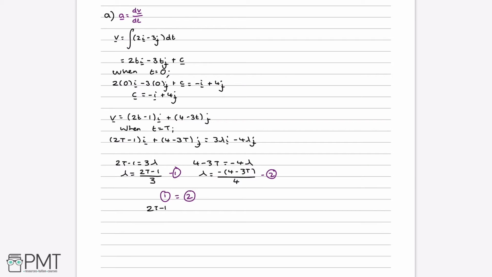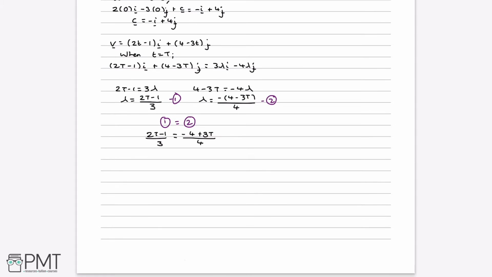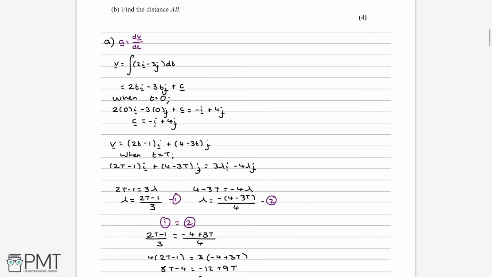So 2t minus 1 divided by 3 is equal to minus, and if we expand out this bracket on the top, minus 4 plus 3t divided by 4. If we multiply both sides by 4 and then multiply both sides by 3 to get rid of these two denominators, we're left with 4 bracket 2t minus 1 is equal to 3 bracket minus 4 plus 3t, and when we expand these out, we're left with 8t minus 4 is equal to minus 12 plus 9t. And now if we take away 8t from both sides and add 12 to both sides, we get that t is equal to 8. And that's our answer.